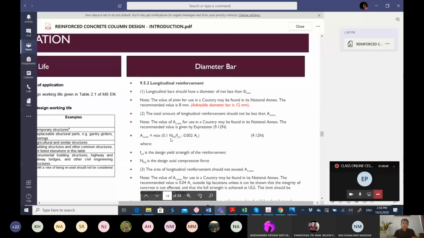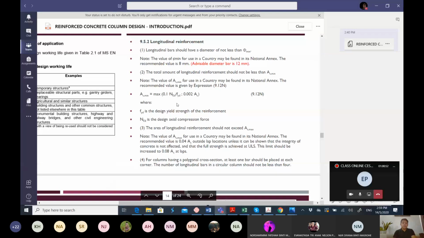And then fyd. So fyd is the same as what we have learned before, the design yield strength of the reinforcement. For As,max, it is equal to 0.04 Ac, same as before. Ac is equal to B times H. Okay, so this is how we determine the longitudinal reinforcement for the column.